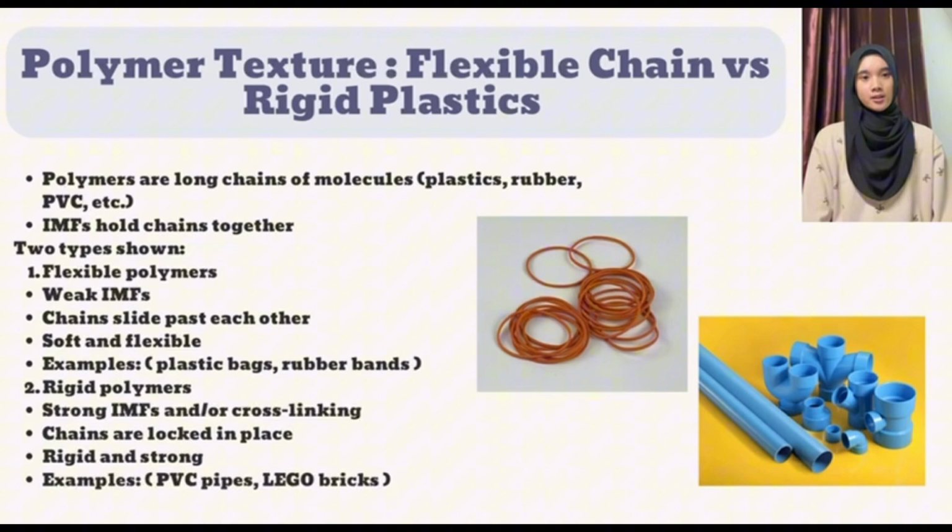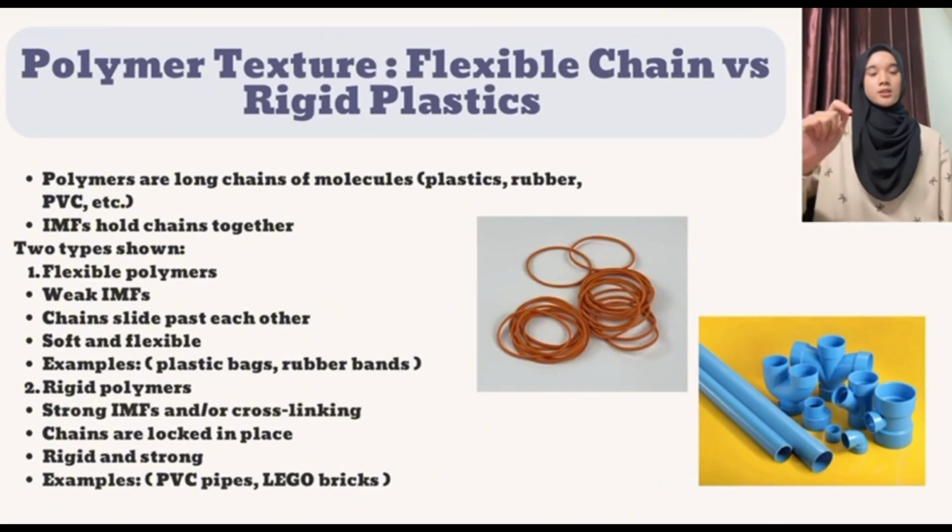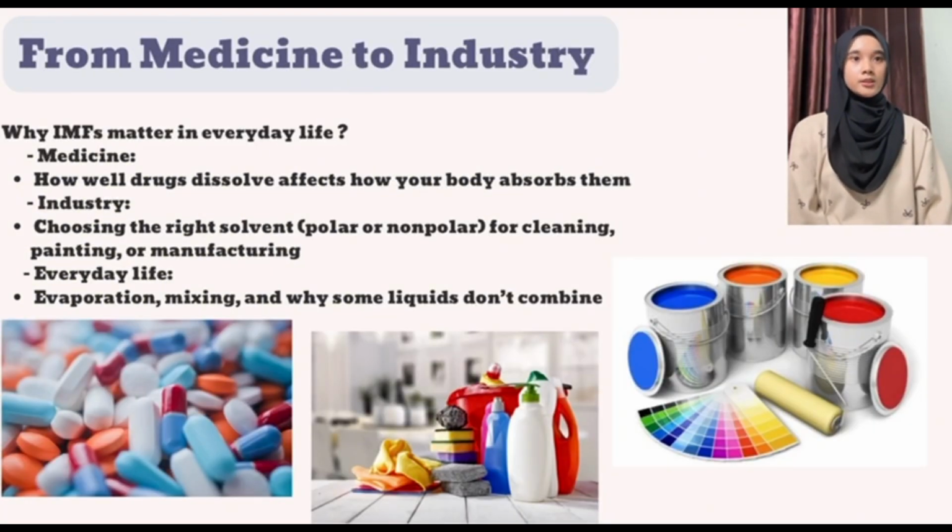Let's move to another part, which is the impact on polymer texture. Intermolecular forces also affect the texture of polymers. Polymers are long chains of molecules. When the intermolecular forces between chains are weak, the chains can move easily, making the material soft and flexible, like plastic bags and rubber bands. When the forces are strong or the chains are cross-linked, the material becomes rigid and strong, like PVC pipes or Lego bricks. So the next slide is real-world applications.